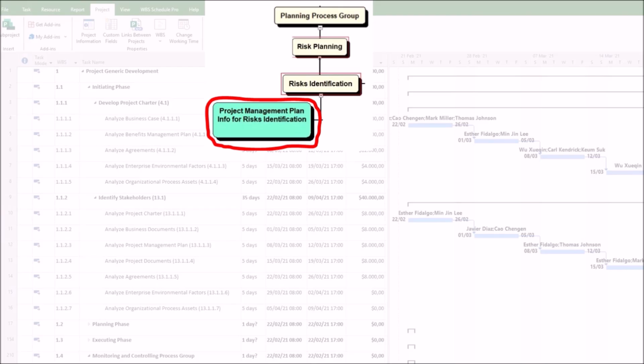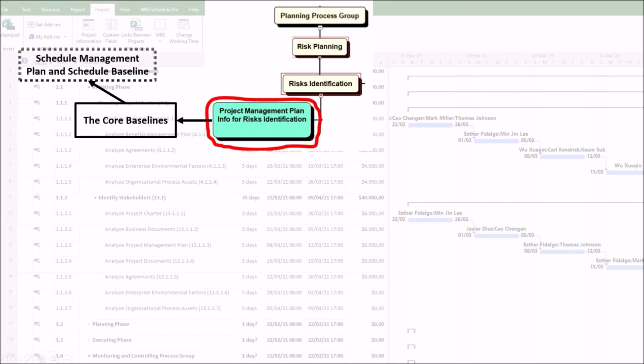The Identify Risks process doesn't just use the plan as a monolithic document, it draws specific, critical information from its various subsidiary plans and baselines as follows. 1. The core baselines, they define the what, and when. First, Schedule Management Plan and Schedule Baseline. This reveals risks related to timelines, critical paths, dependencies, resource availability, and tight deadlines. For example, a delay in the delivery of a key component will derail the entire critical path.